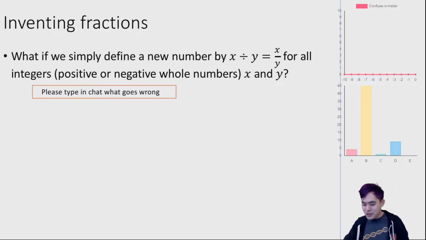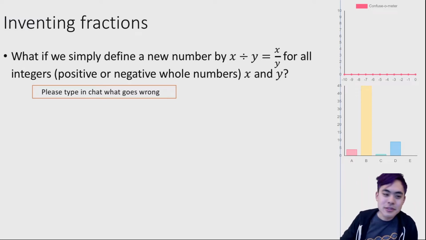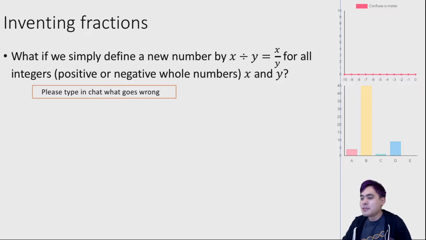Okay, so I was waiting to see, please type in chat, what goes wrong? If we simply define a new number by putting two numbers on top of each other, something we're going to call a fraction, there are a couple of things that can go wrong. What are they? Anyone have any guesses? I already mentioned one of them, which is that dividing by 0 doesn't work out properly. So y cannot be 0. Yeah, that is one of the things that goes wrong.